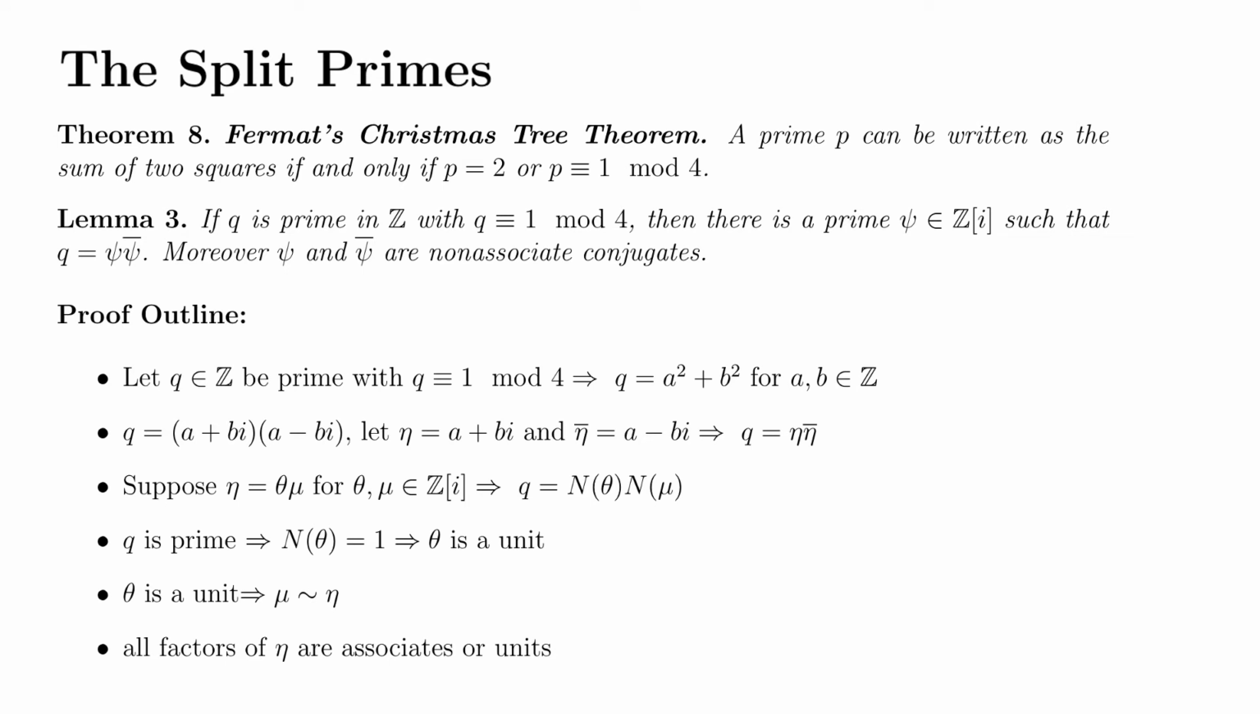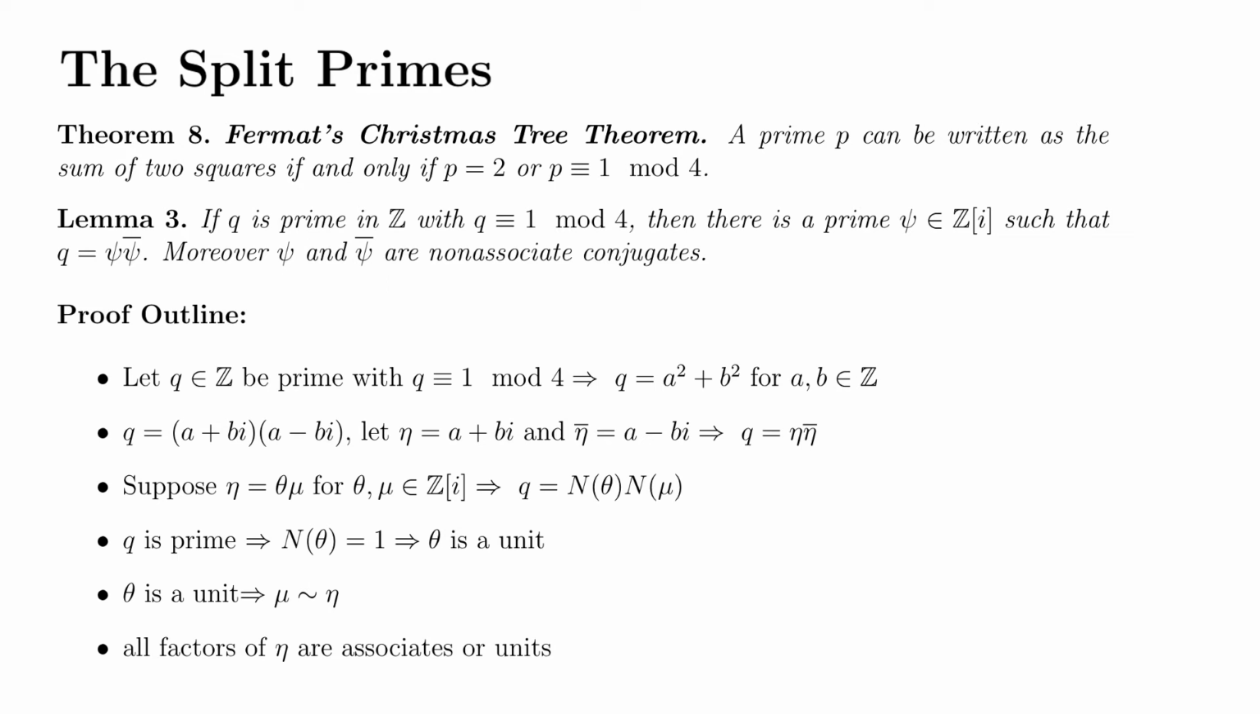Moving on to our third type of prime, Lemma 3 states that if q is prime in the integers with q congruent to 1 modulo 4, then there exists some prime psi in the Gaussian integers such that q is equal to psi times psi bar. Moreover, psi bar is also a prime, and psi and psi bar are conjugates but not associates. The proof outline is here.